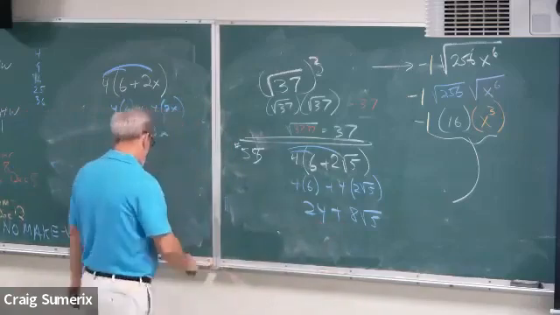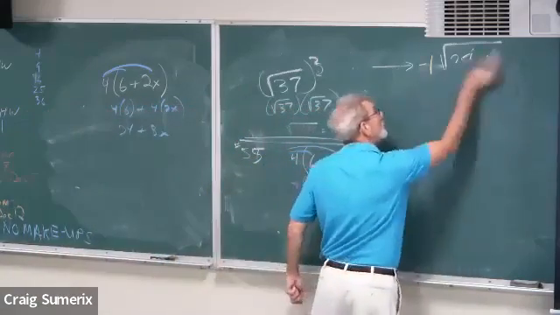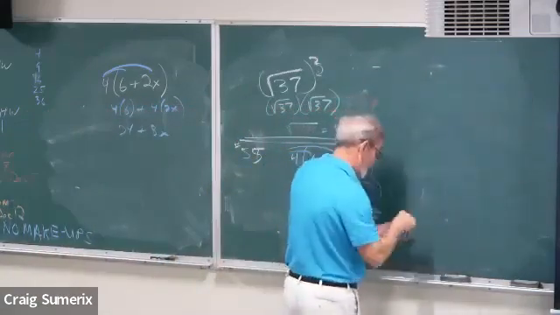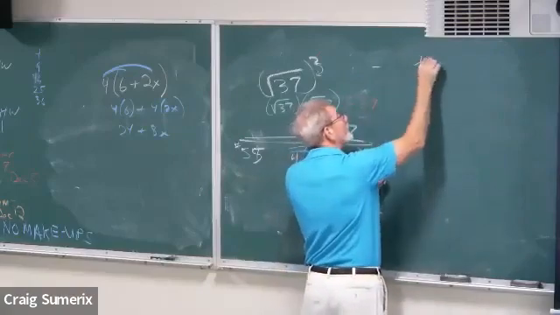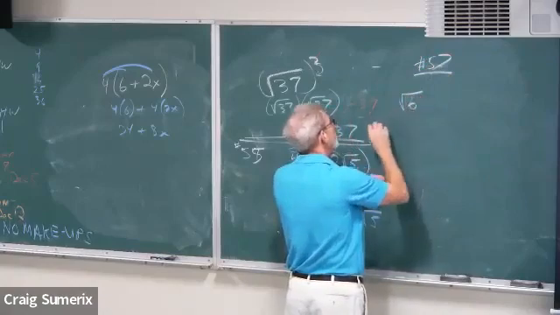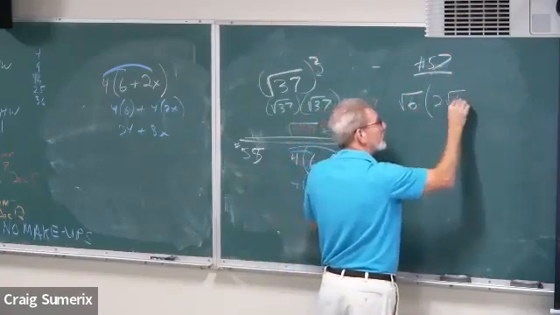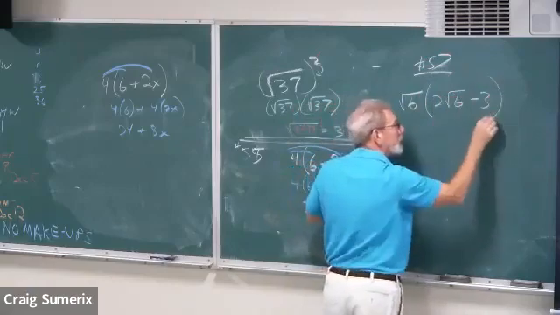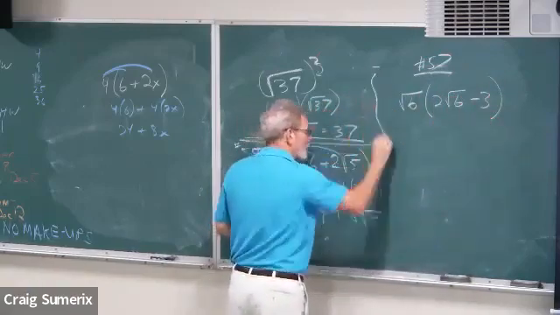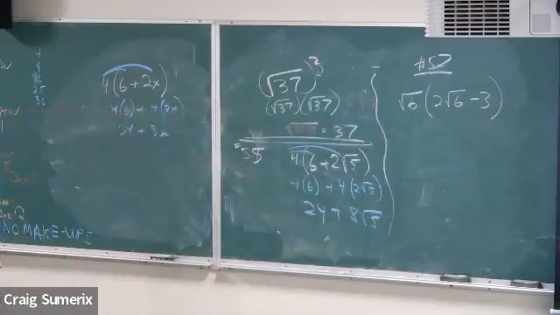What happens if there's a square root on the outside instead, though? Like problem 57. What if it's a square root of 6 parentheses 2 square root of 6 minus 3? Wouldn't that be just like a 6x?